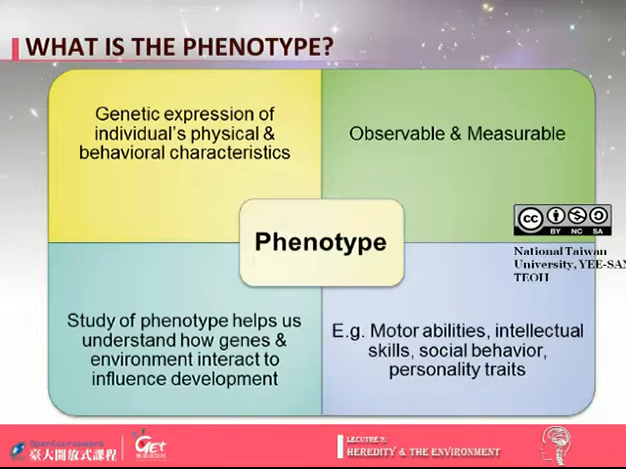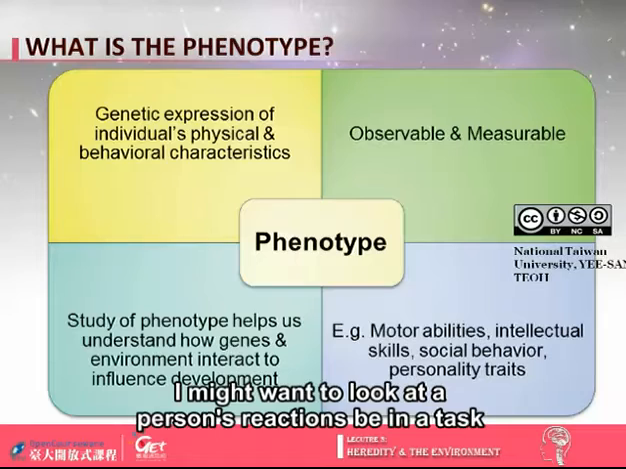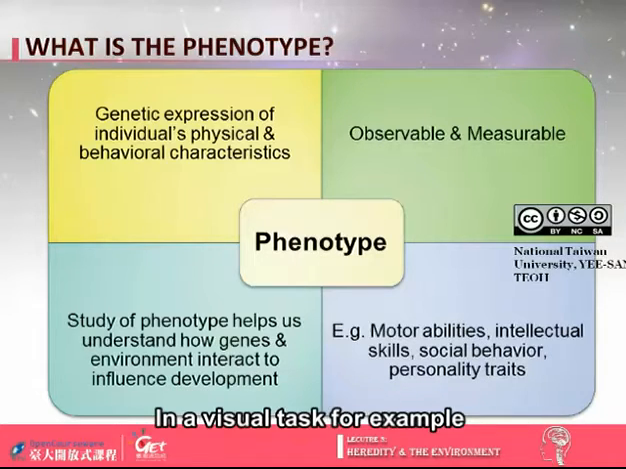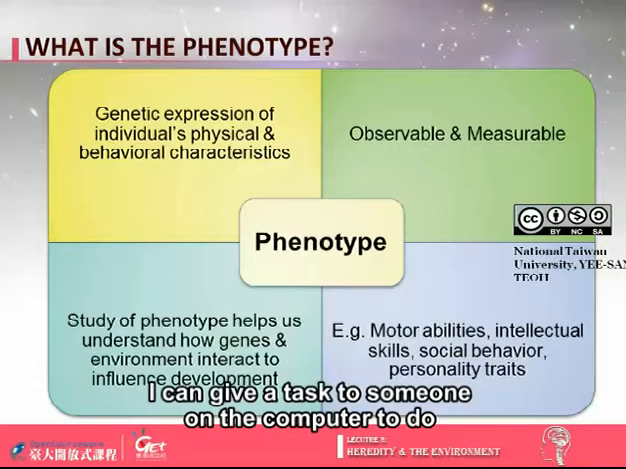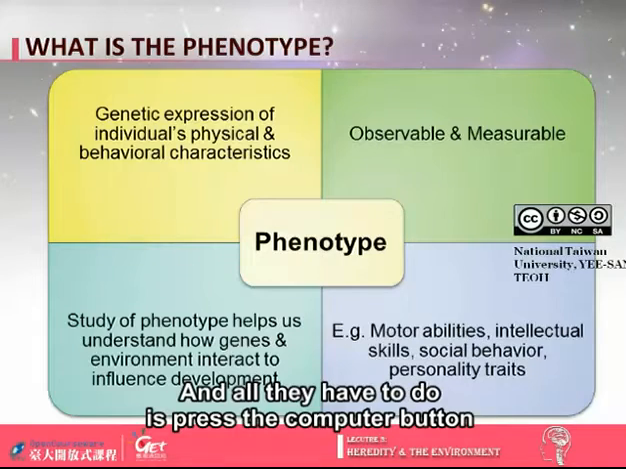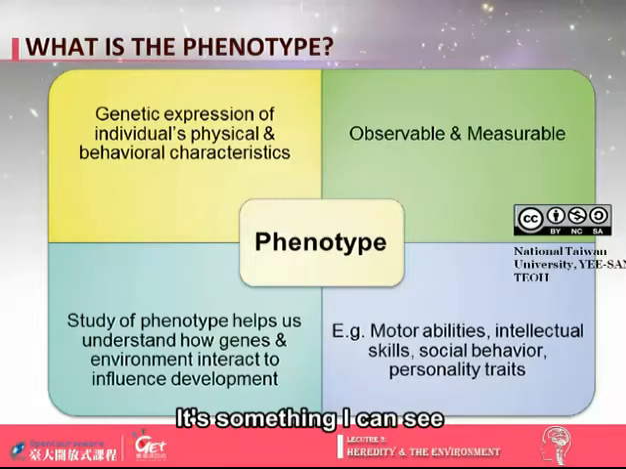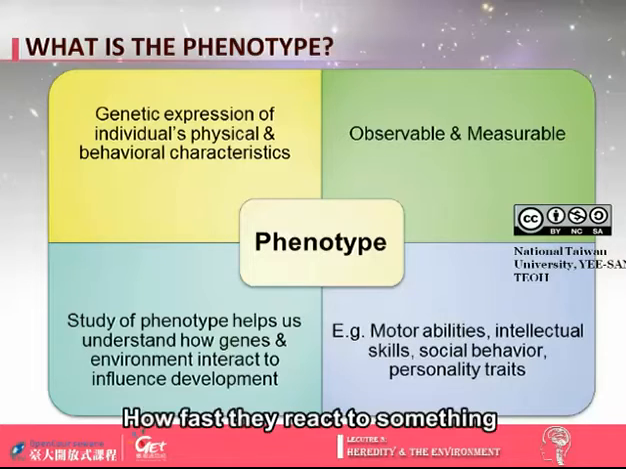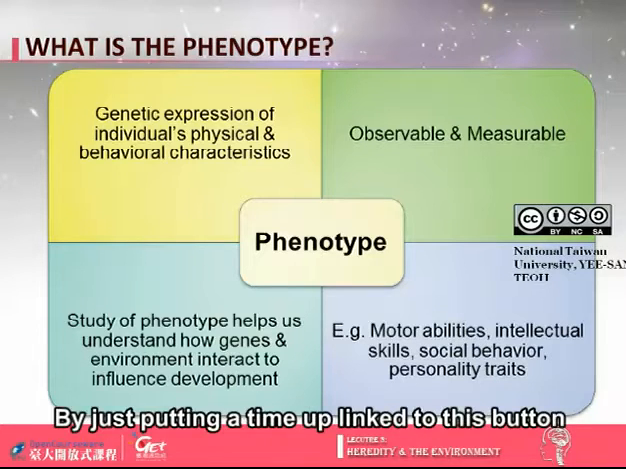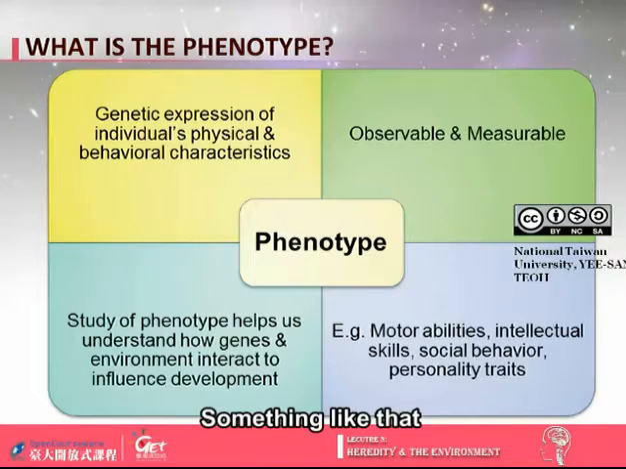So for example, I might want to look at a person's reaction speed in a visual task. I can give a task to someone on a computer to do, and all they have to do is press the computer button or the button on the mouse to react. It's something I can see, I can observe, how fast they react to something. It's something that's measurable. I can measure speed by just putting a timer linked to this button, something like that.